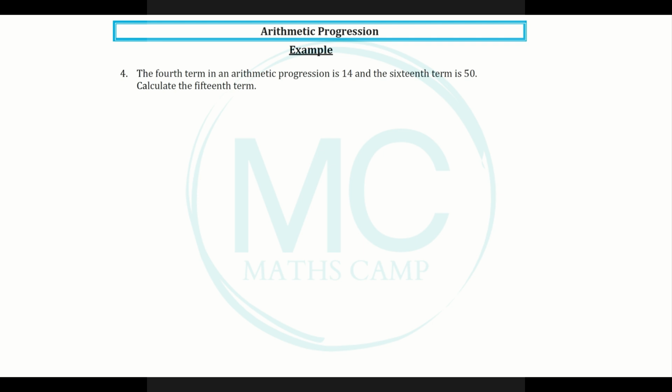Let's start by making some notes. We know that the fourth term is 14, and the 16th term is equal to 50. But remember that an arithmetic progression has a constant difference between their terms.